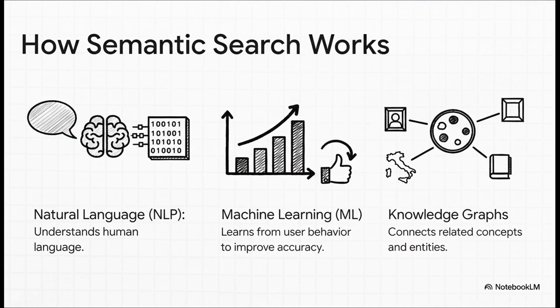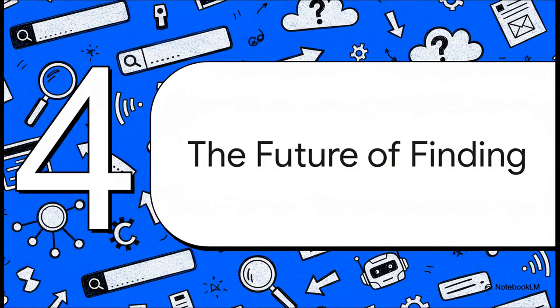So how does it pull off this magic? Well, it's a mix of some seriously cool tech. Natural language processing, or NLP, helps it understand grammar and language just like a person. Machine learning lets it learn from billions of searches to see what results actually make users happy. And knowledge graphs help it understand how things are related, like how Leonardo da Vinci is connected to the Mona Lisa and the Renaissance.